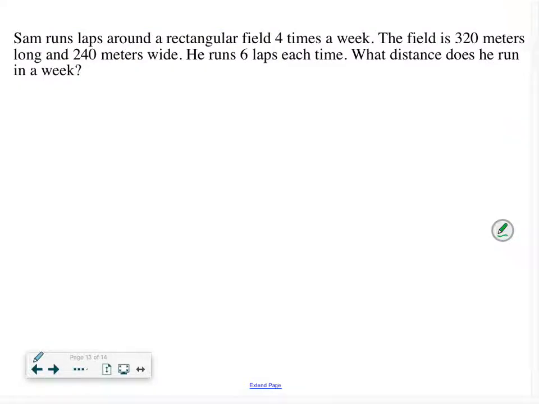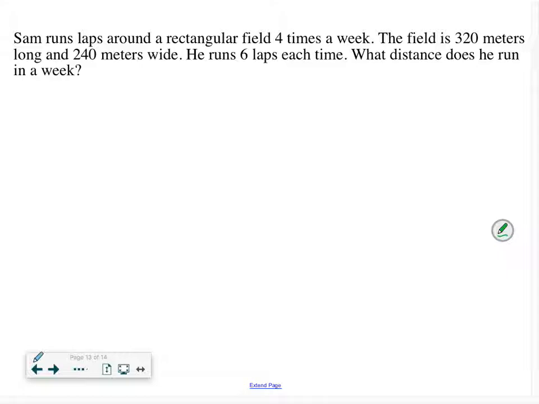Sam runs laps around a rectangular field 4 times a week. All right, so I'm picturing him running around a track, I guess. The field is 320 meters long and 240 meters wide. He's running 6 laps each time. Sam is a good runner. What distance does he run in a week?